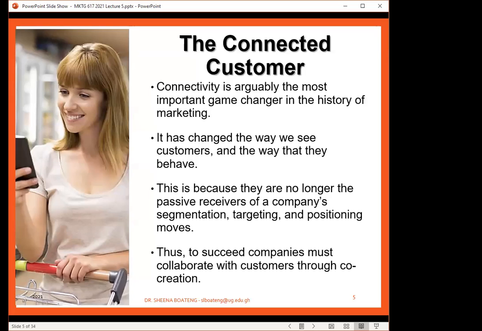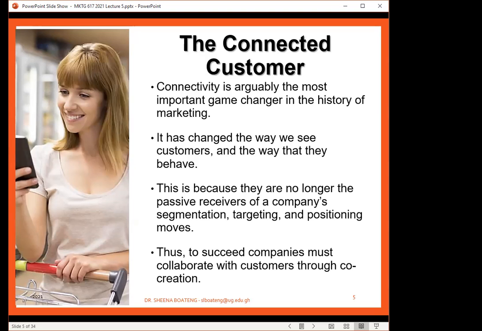So with the connected customer having all these opportunities and powers as a result of connectivity, we as marketers also have certain powers and tools granted to us, as well as capabilities that help us to be able to reach this connected customer and meet them at the point of their need, right? So given that connectivity as a concept has changed the way our customers behave, right? It has also changed the way we see them.